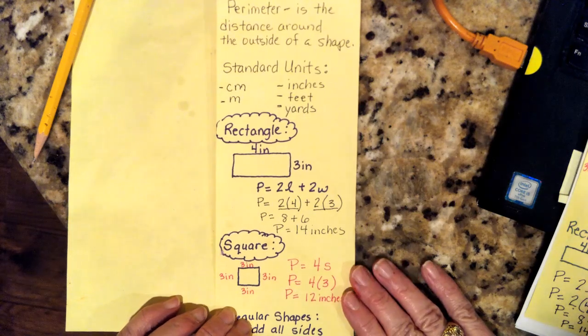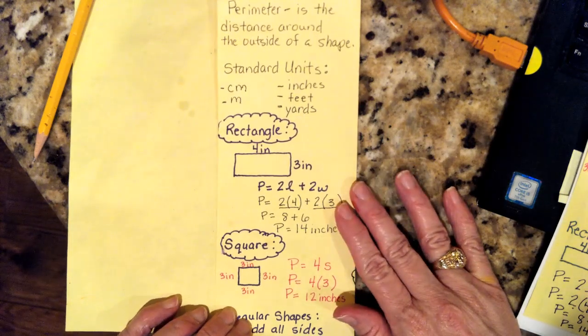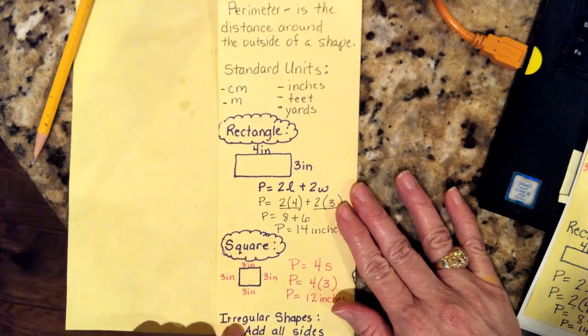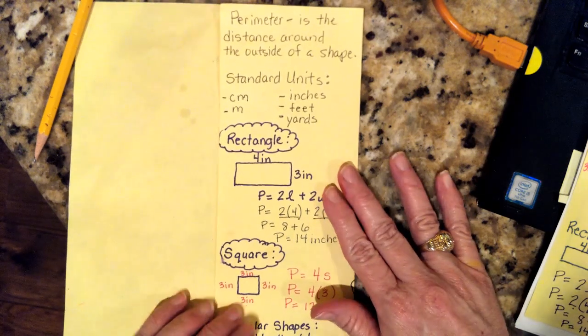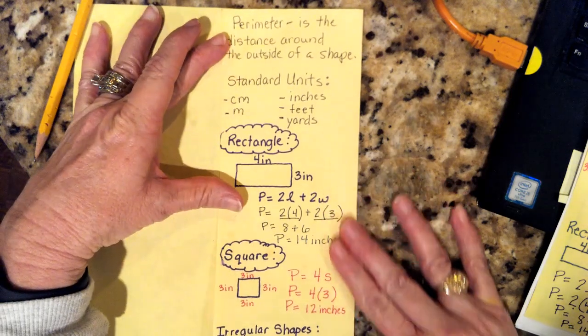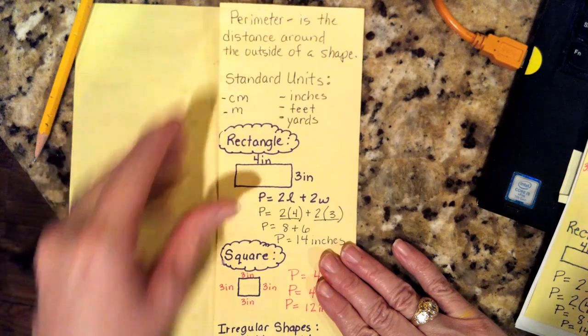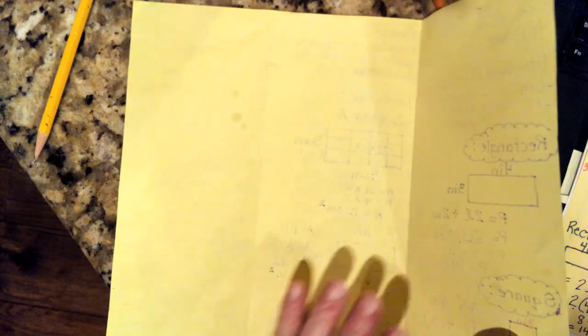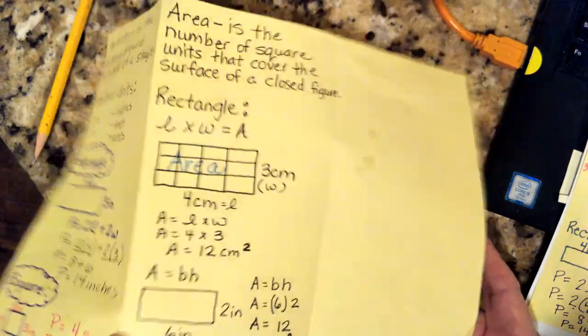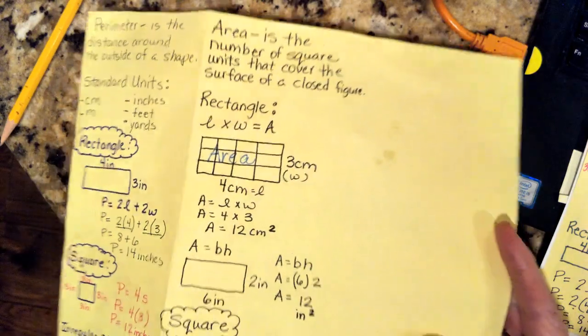All right, so if you were absent last week when we took the notes over the perimeter, you need to go ahead and pause the video and get everything that's on this page in your notes. Just know that this paper is going to be folded into 3 equal parts so that when we're finished, we'll have a part for each section.